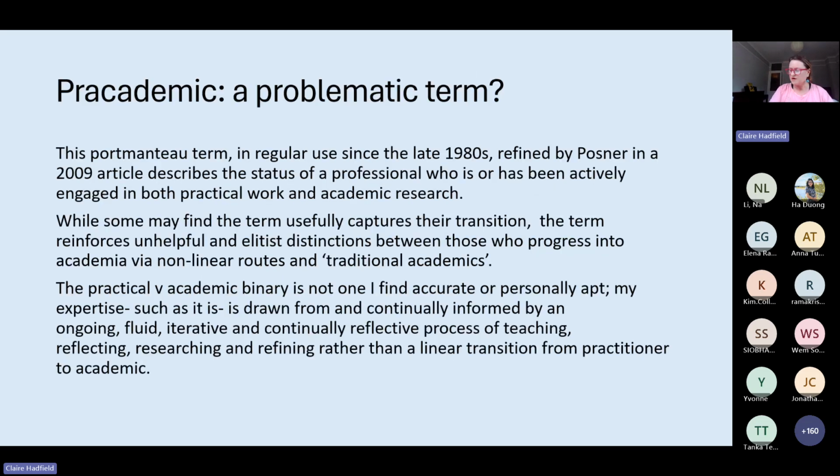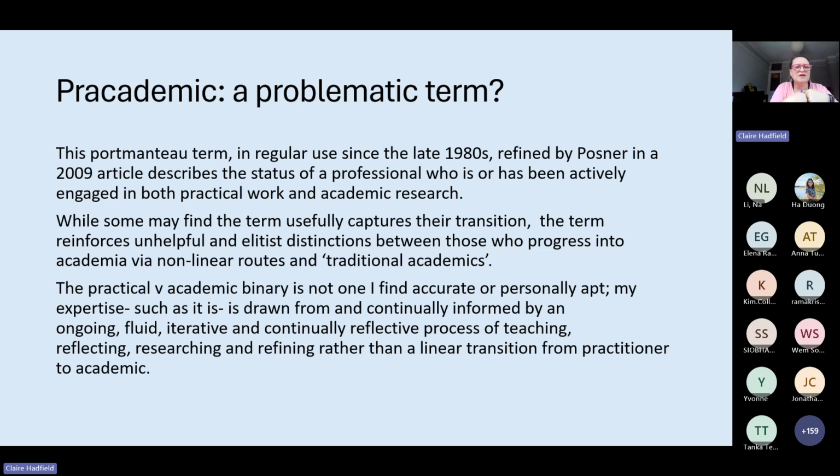So I'm just going to talk about a couple of terms that I was thinking about when I was working on the positionality section of my methodology. I came across this term pracademic, which for me, I don't like. I think often a portmanteau term where you squish two words together to create a new one can just sound really awkward and forced. And so just aesthetically, I don't like it.